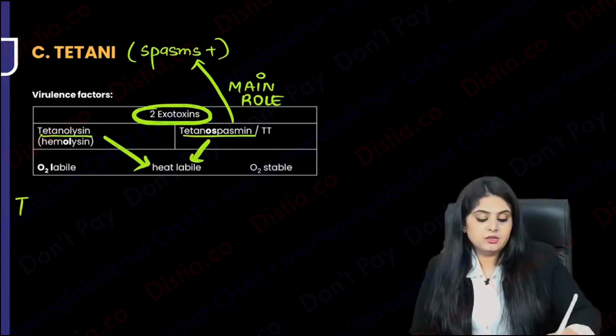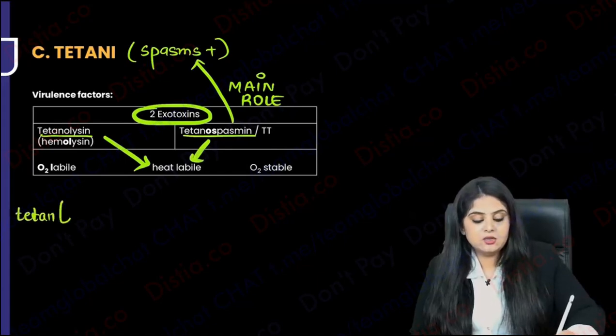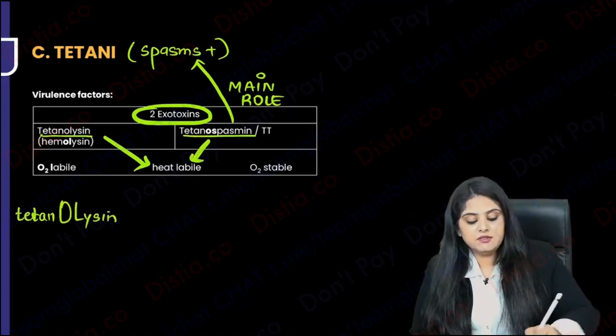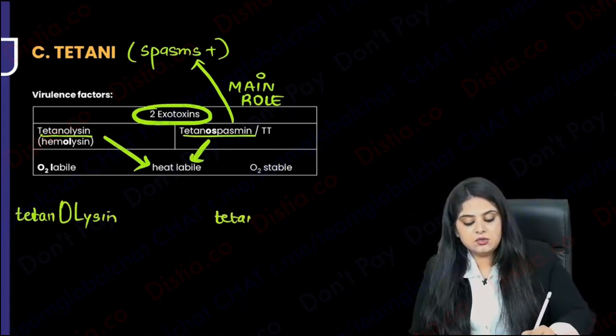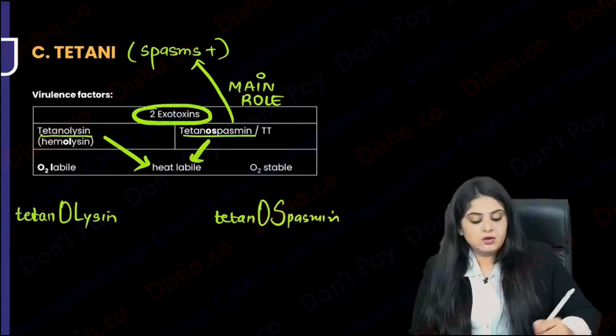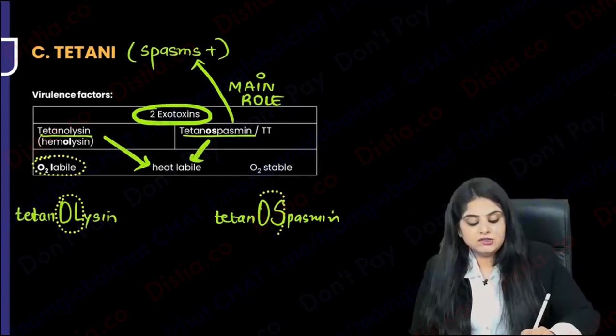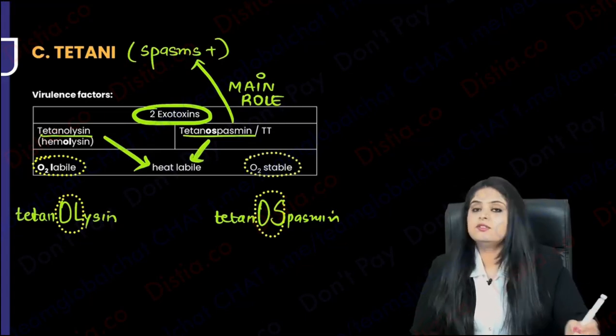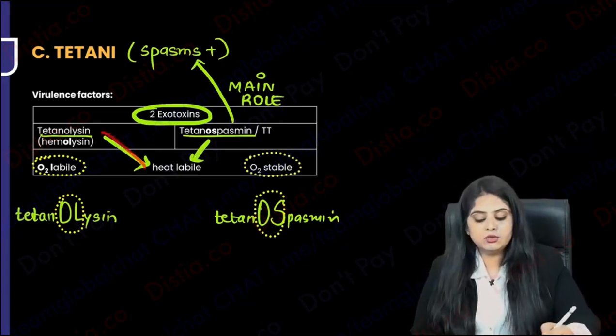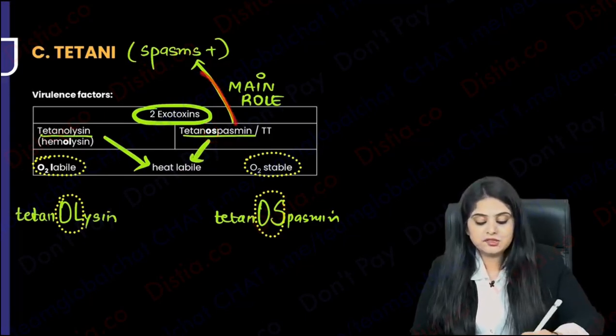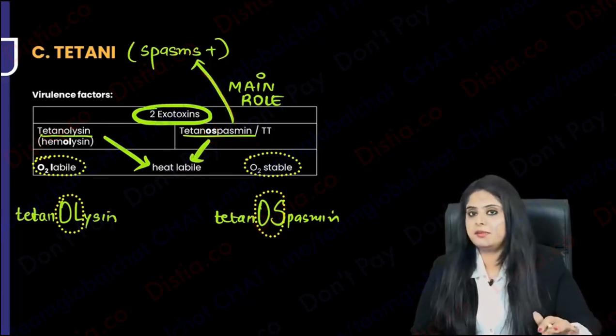So look at this. Everyone write with me. If you write tetanolysin versus tetanospasmin, there your answer is. Tetanolysin, OL, it is oxygen labile. Tetanospasmin is OS, that is, it is oxygen stable. So see, heat labile they both are, but oxygen labile is tetanolysin, oxygen stable is going to be tetanospasmin. And who causes the spasms? Of course, spasmin causes the spasms.